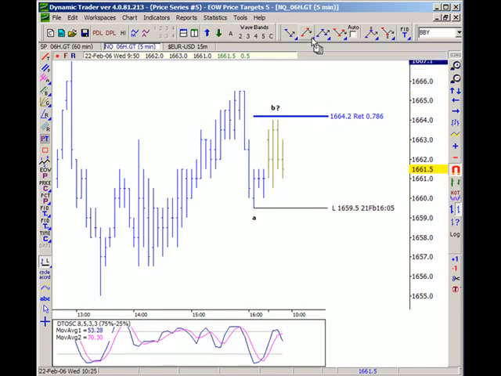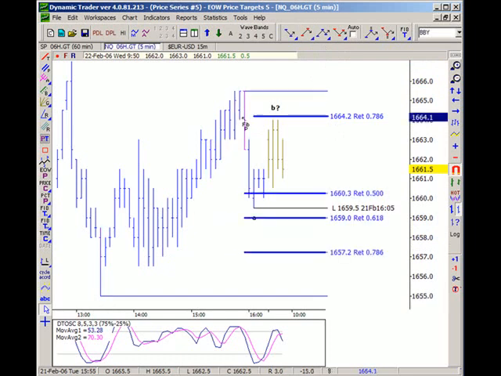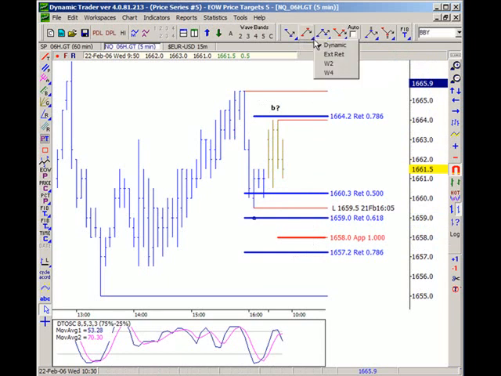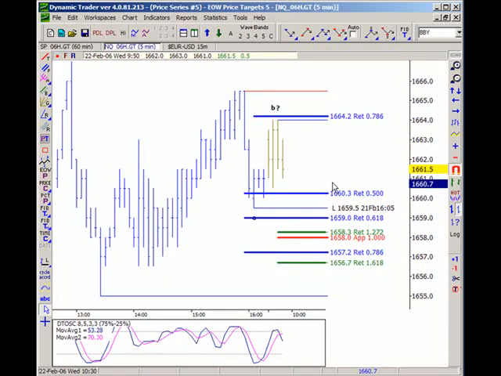Well, I can make the end of wave C targets right now. And so I've done the internal retracements of the rally. Now let's do the alternate price projections of the range of wave A from the wave B high, and I've done the 100% alternate price projection. And then we do the external retracements of B. And that's all we need to do.